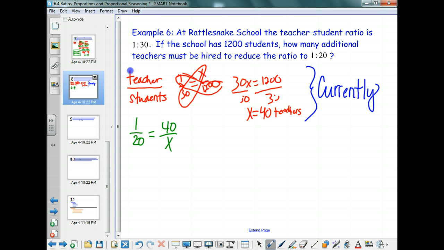Over 20 equals what? X over 12. Yeah, X over 1,200. Number of students is still 1,200, right? So we are going to use that 40, we just don't need it yet. Okay, we still want to compare the students to the teachers. We just want the student-teacher ratio to be different than it currently is. All right, so what should she do next?